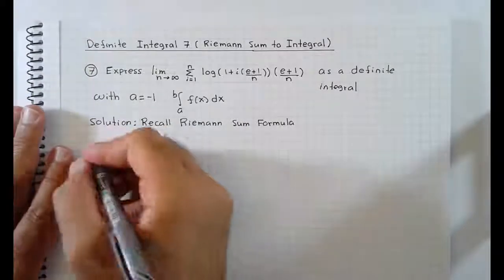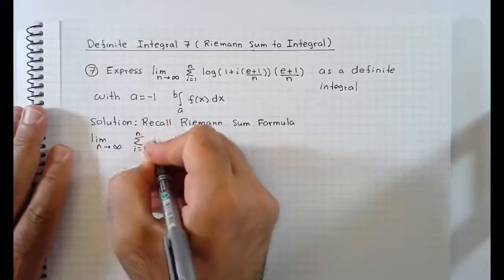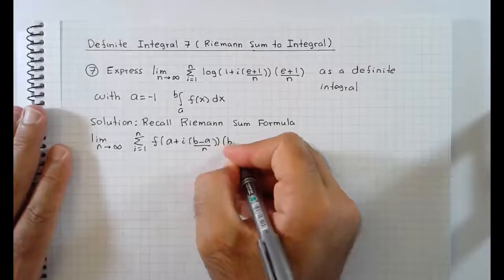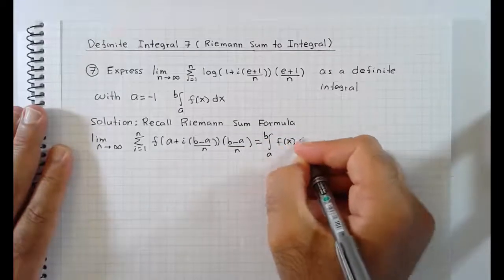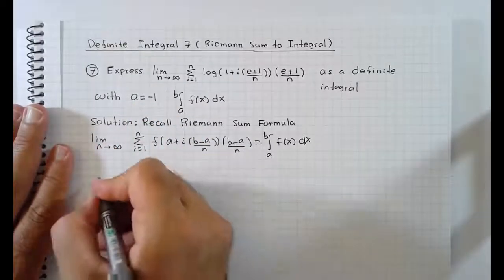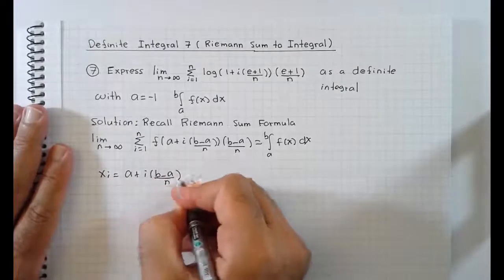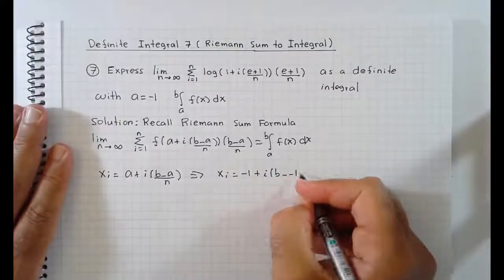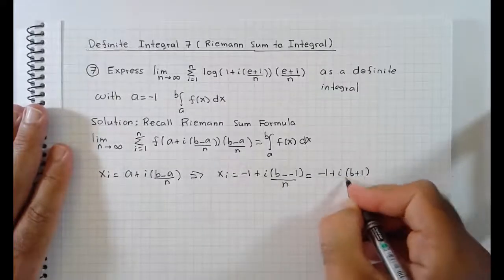Recall the Riemann sum formula. The limit as n goes to infinity of the sum from i equals 1 to n of f of a plus i times (b minus a)/n, times (b minus a)/n, is equal to the integral from a to b of f of x dx. What is difficult about this question is that we have to choose a to be -1. This is a lower limit. So xi is a plus i times (b minus a)/n. But a is -1, so xi is -1 plus i times (b minus -1) all over n. That's equal to -1 plus i times (b plus 1) all over n.